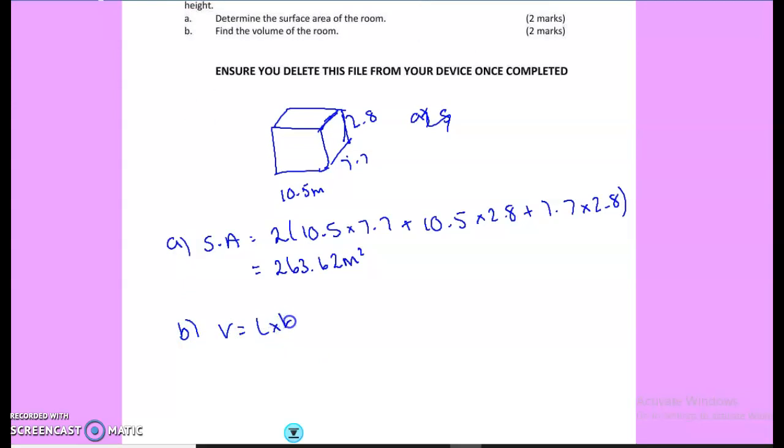Last part then, volume of the room. Volume is the length times the breadth times the height. 10.5 times 7.7 times 2.8, which is 226.38 metres cubed. Okay. Any problems, please let me know.